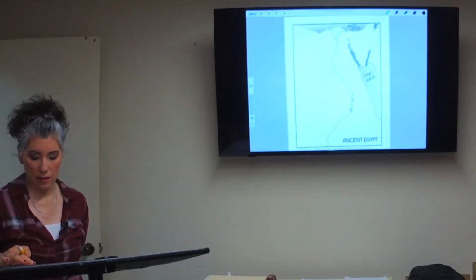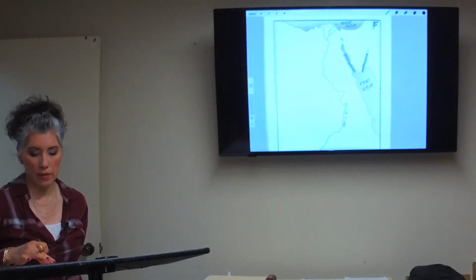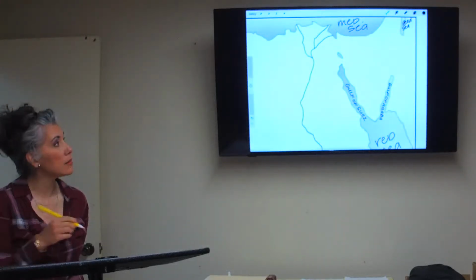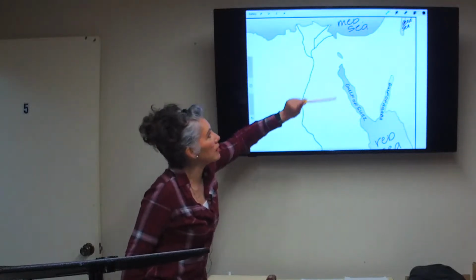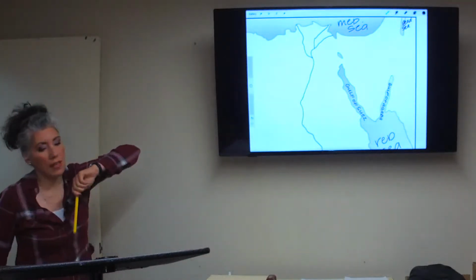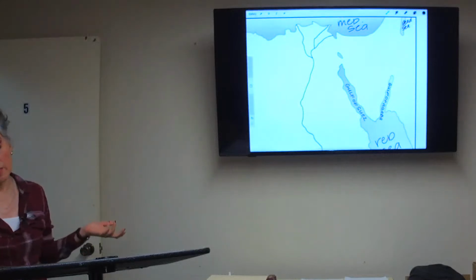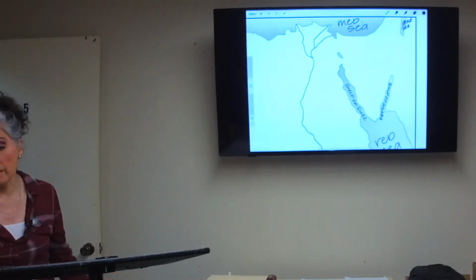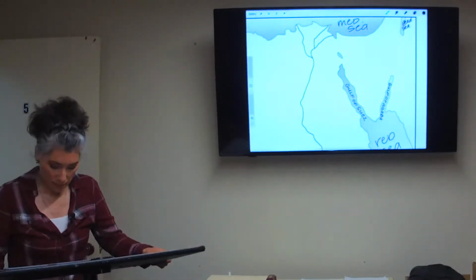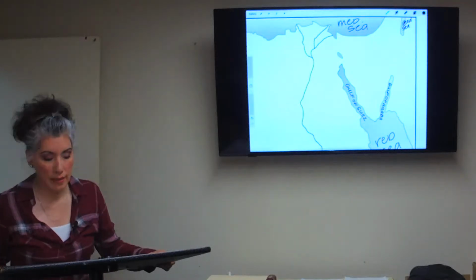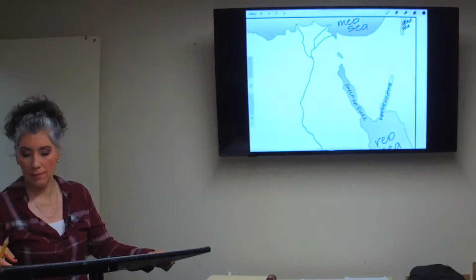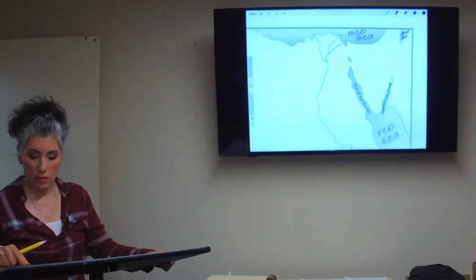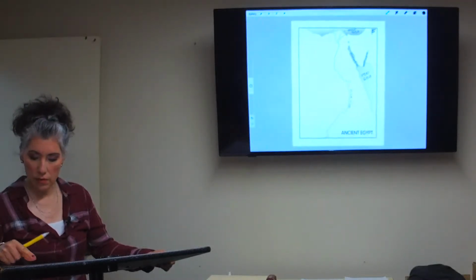Now, you may be interested to know this little body right here at the tip of the Gulf of Suez is called the Great Bitter Lake. I didn't label it on here because it's not important. You don't hear about that in the Bible anywhere. But that's just its name. But it is a body of water. Great Bitter Lake. All right, so now we can color those in if you want to.